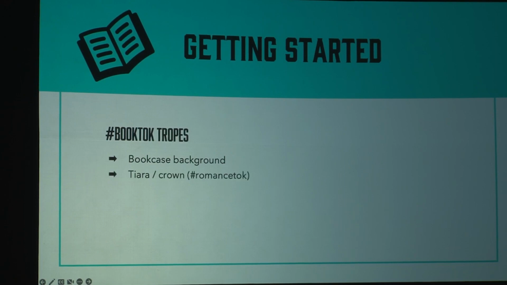If you're into romance talk, they wear tiaras and crowns a lot. I don't know why, but it's a thing that's just started on TikTok, and it's very common for romance talkers. So you can get a tiara for $5 off Amazon. And I think they even send each other these tiaras and crowns.